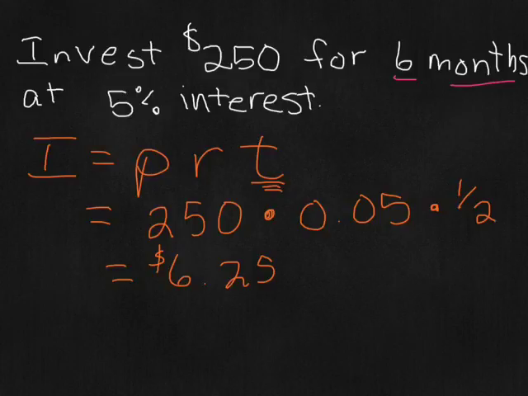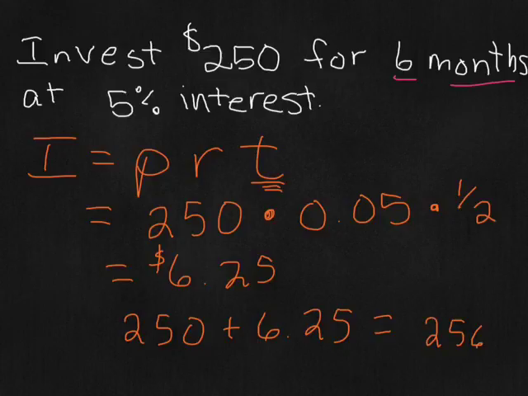So if all they want to know is the interest I earned, I'm done. If they want to know the total I would have after those 6 months, I need to add the 250 plus the 6.25, and the total I have after the 6 months is $256.25.